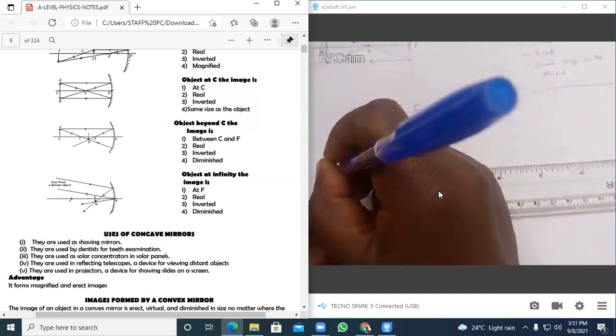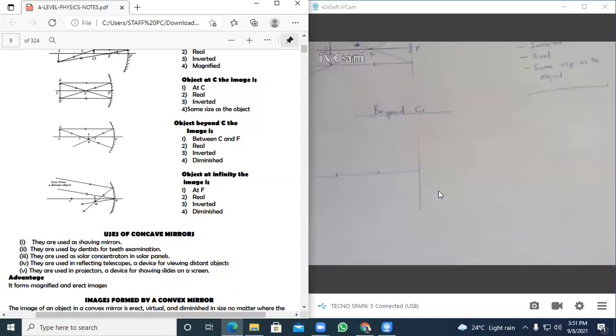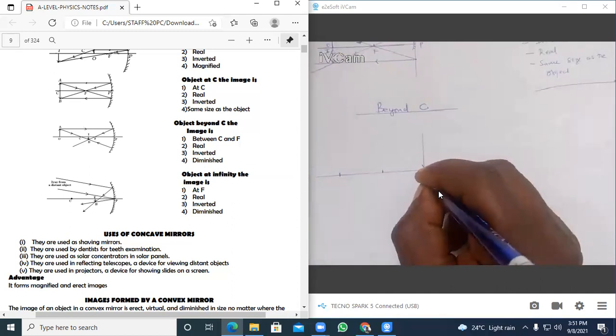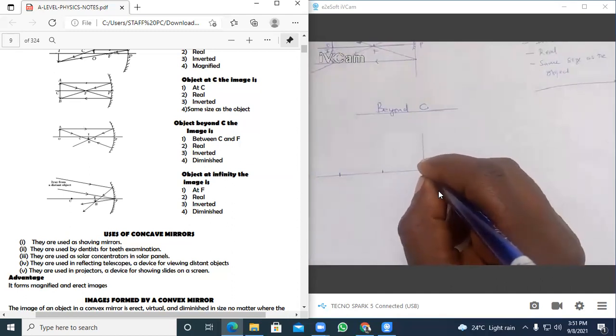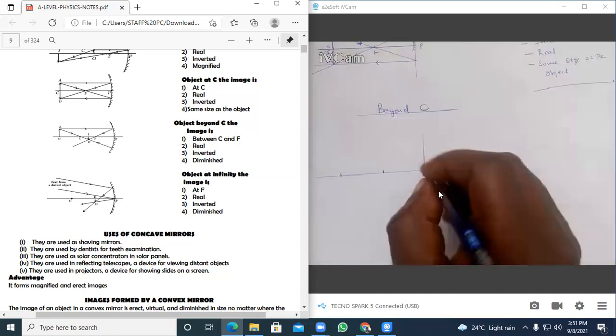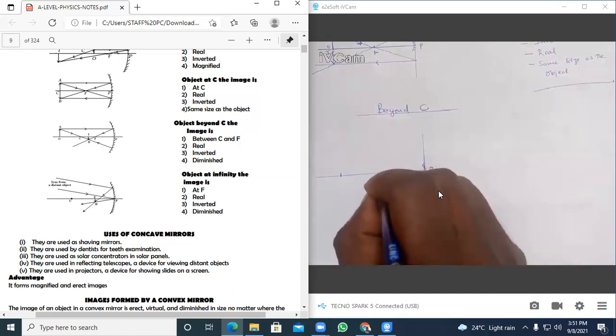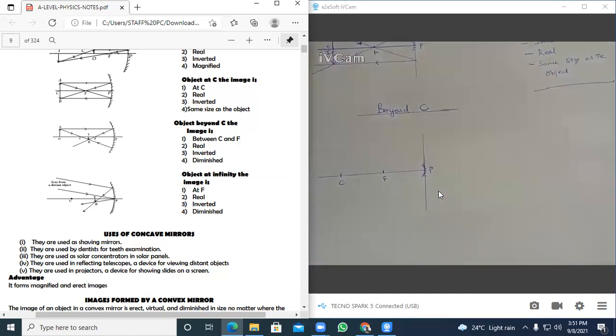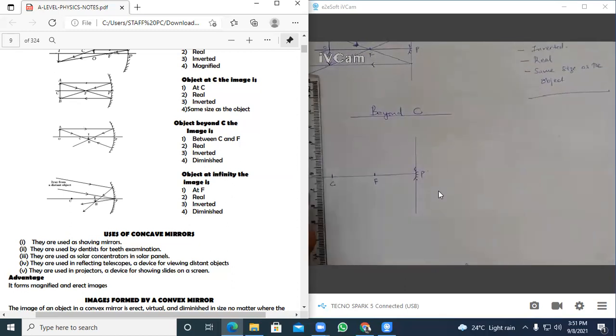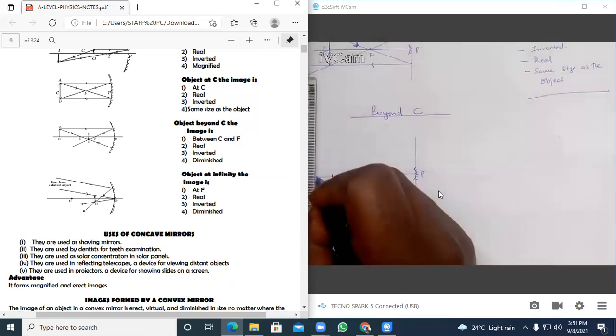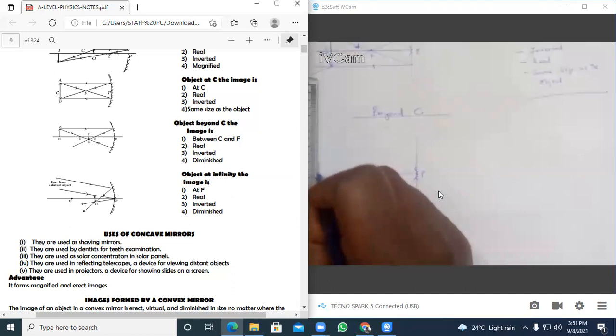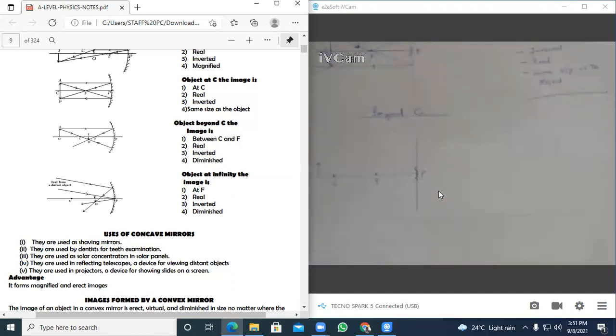So this is a concave mirror. So this is the pole, F and C. Now, this one, we are going to talk on the object placed beyond C. That's beyond C, and that's our object O.